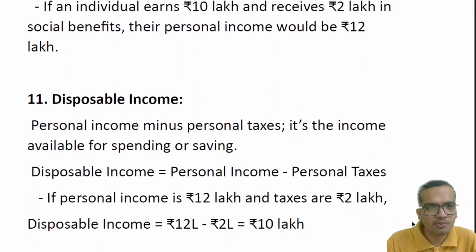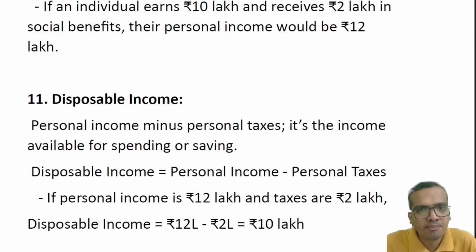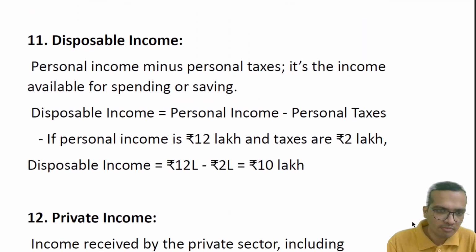Then comes disposable income. So disposable income is personal income minus personal taxes. It's the income that is available for spending or saving. So disposable income means the income can be disposed, can be used for personal purpose. So in our case it would be personal income of 12 lakh less, say, taxes of rupees 2 lakh. So disposable income would be 12 lakhs minus 2 lakhs, that is 10 lakhs.